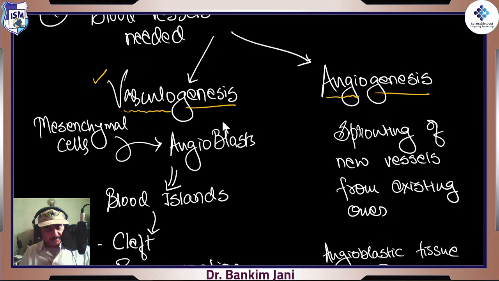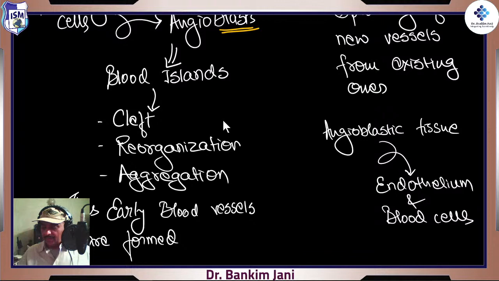Same, those mesenchymal cells, they come and they say, okay, this time angioblast. So we are making vessels. So they will make vessels. How are the vessels made? Now this is interesting. What happens is, those mesenchymal cells will differentiate themselves and form a cluster. Now we'll call them angioblast, right? And then a cavity develops. First a cleft. Cleft means a gap. A gap develops. Then this gap starts becoming bigger, right?